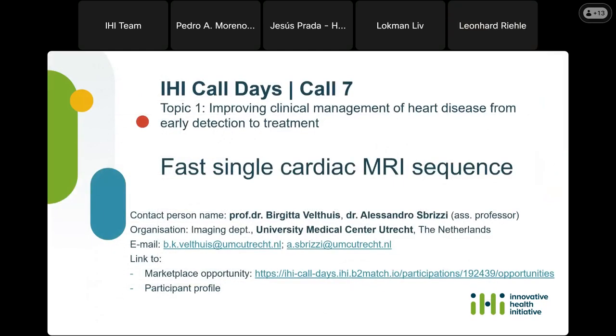Okay. Thank you. I will start the presentation. So Alessandro Sabrizzi and I, Birgitte Felters, we work in the imaging department of the University Medical Center in Utrecht, the Netherlands. And we will present a proposal for a fast single cardiac sequence for patients with a cardiomyopathy. As a cardiovascular radiologist, I will provide some clinical information. Next slide, please.